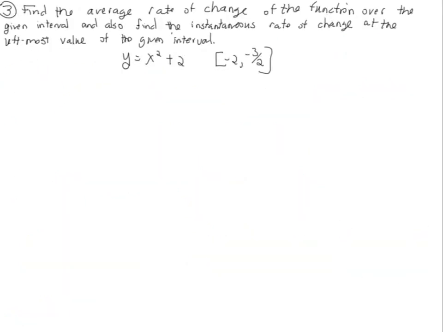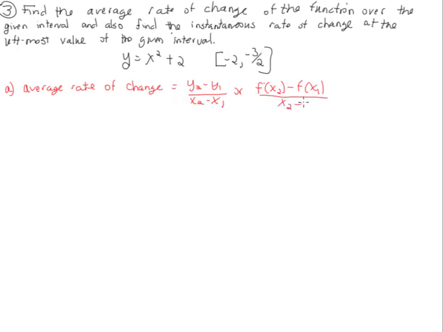In this example, we're going to find the average rate of change of the function over the given interval and the instantaneous rate of change at the leftmost point. So let's start with finding the average rate of change. First thing you need to remember is when you're looking at average rate of change, you're looking at the slope of the secant line, or the change in y over the change in x, or y2 minus y1 over x2 minus x1. In function notation, this is f of x2 minus f of x1 divided by x2 minus x1.